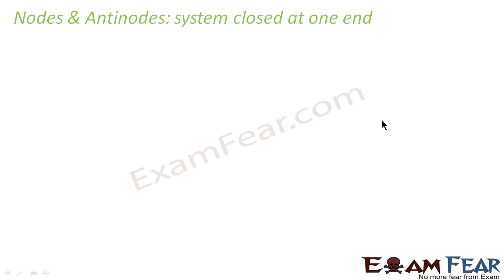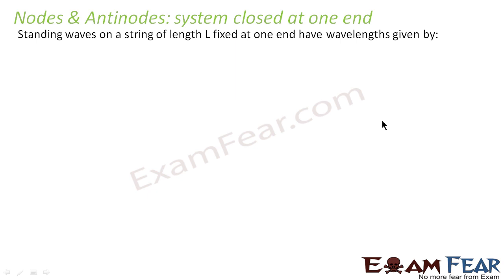So now here I say that the system is closed at one end. Here also we will find out the values of the restricted wavelengths first, like how we did in the previous case. Standing waves on a string of length L, which is fixed at one end, have wavelengths given by, let us look at this. Let us suppose that this is the fixed end and this side is the open end, and there you have a string.